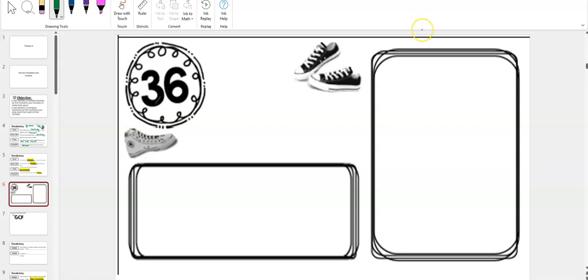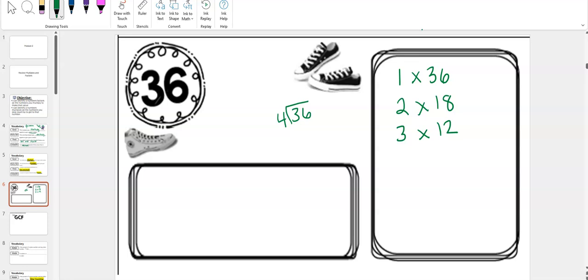Again, I think the best way to find factor pairs is to list them out. So we're going to have 1 times 36. That's a factor pair. 2 times 18 makes 36. That's a factor pair. 3 times 12. You could use a multiplication chart to help you, but remember, we can't use those on our tests. But if you're practicing your factors, you could also do your long division and ask, can 4 go into 36?